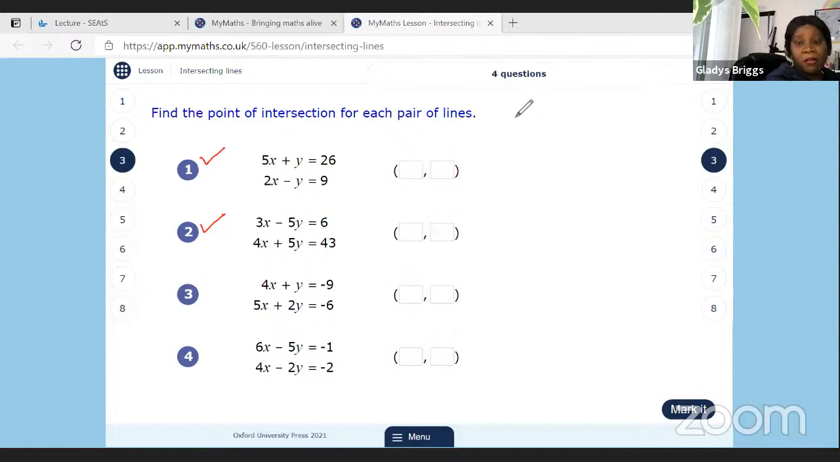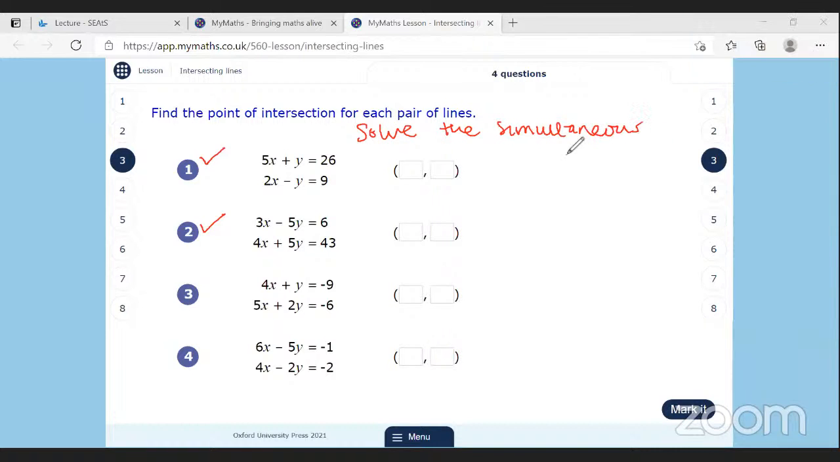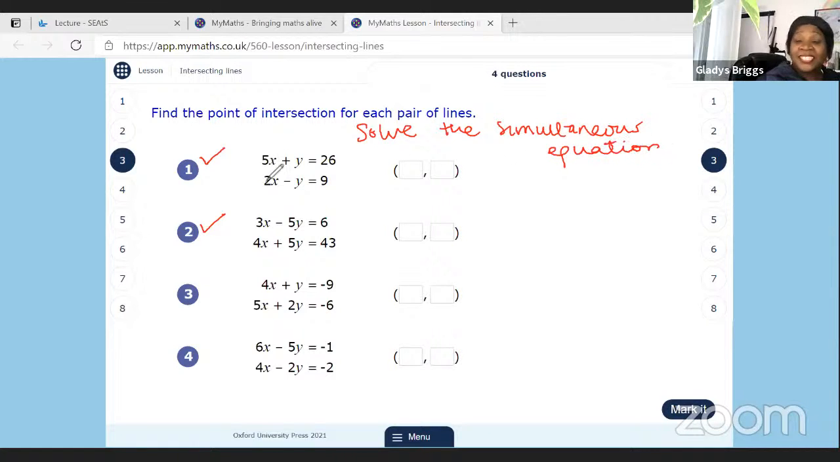Teacher, I didn't understand this question. This one? Yeah. So the simultaneous equation. Do you understand it now? Yes, yes.